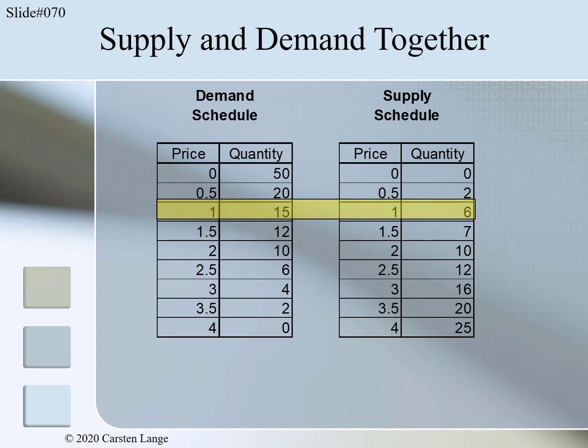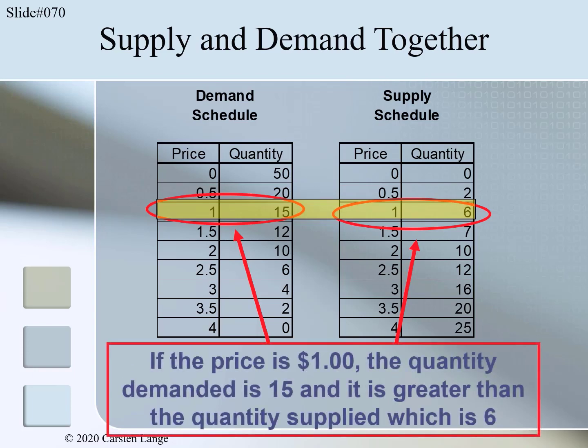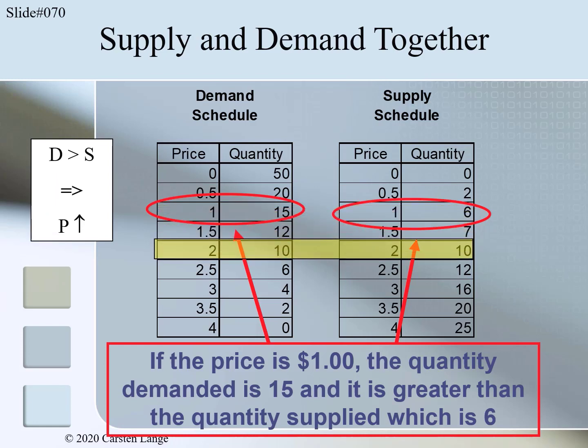If the price is 1, the demand schedule shows us that the demanded quantity is 15. The supply schedule shows us that the supplied quantity is 6. 15 is greater than 6, therefore demand is greater than supply. People want to purchase more in this market than producers have produced for this market. What will happen? The price will increase. The price moves towards the equilibrium of 2. This means if the price is smaller than the equilibrium price, market forces will increase the price towards the equilibrium.